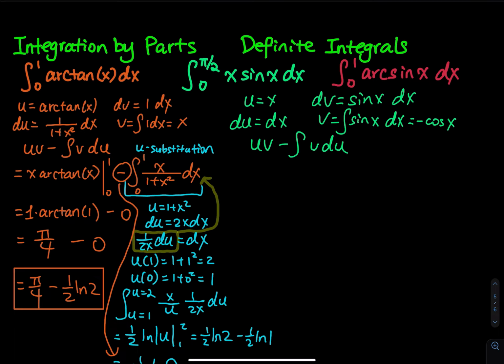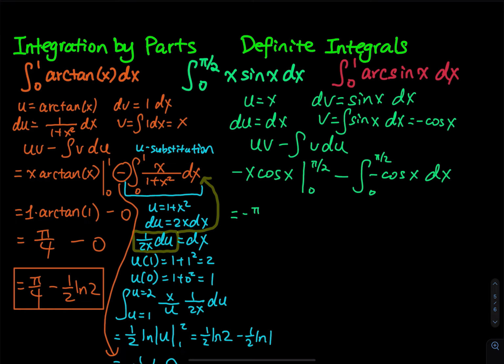The uv gives you negative x times cosine of x, such that x goes from 0 to pi over 2, minus the integral of v du. So that is a negative cosine of x, du is equal to dx. So this is x goes from 0 to pi over 2. So plug in the pi over 2. What do you have? You have negative pi over 2 and then cosine of pi over 2. And then when you plug in a 0, you are subtracting a minus 0, which is subtracting a 0. By the way, cosine of pi over 2 is equal to 0.